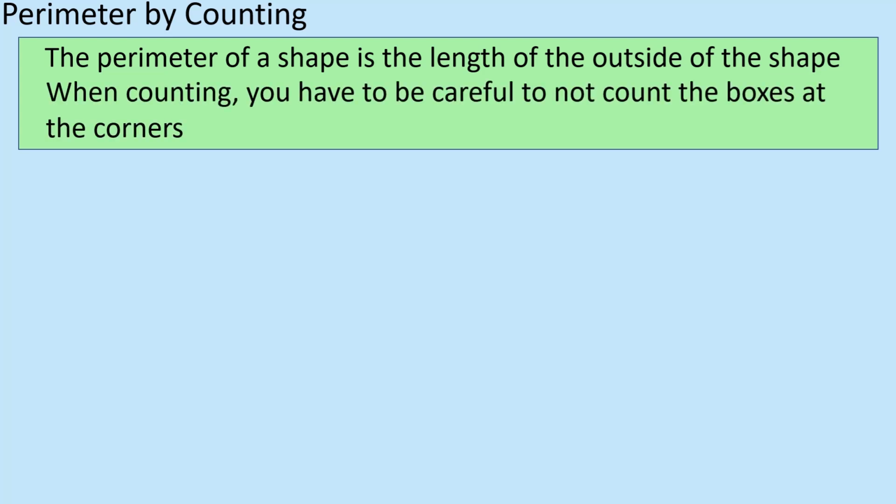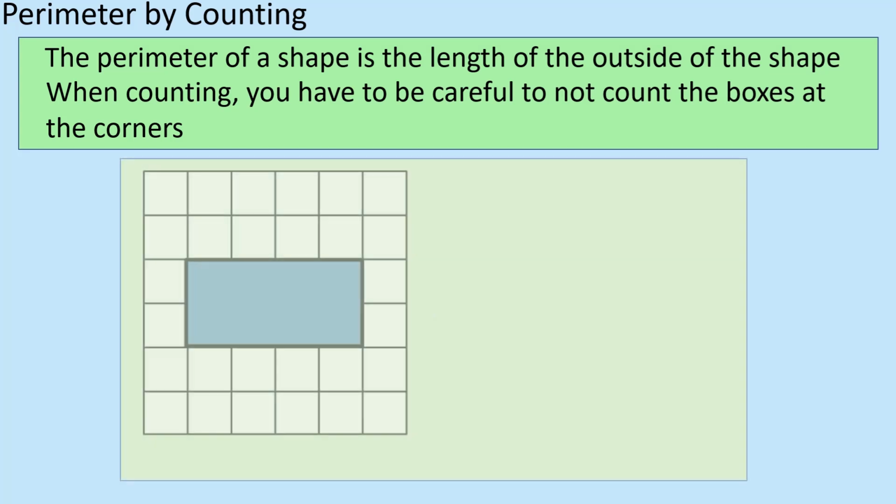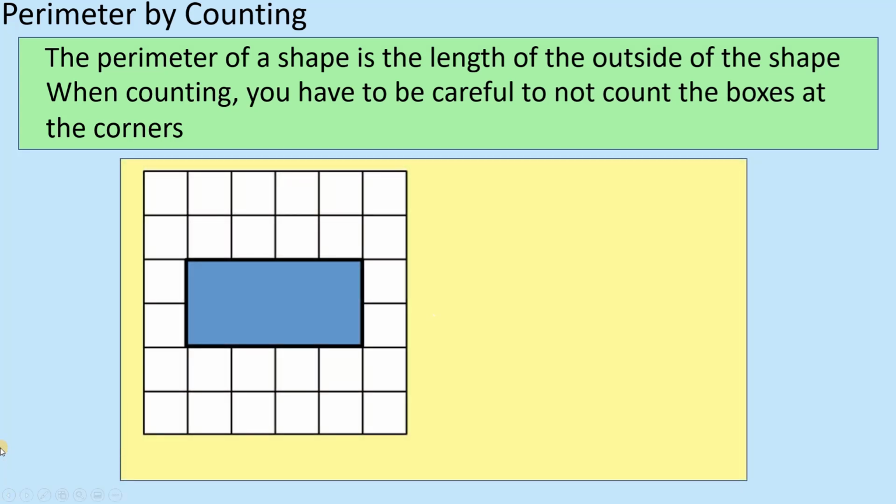So when you're counting, you've got to be careful not to count the boxes at the corners. And again, I think this is the thing that goes wrong. So if I ask for the perimeter here, in terms of counting, what people tend to do is go 1, 2, 3, 4, 5, 6, 7, 8, 9, 10, 11, 12, 13, 14, 15, 16. They're counting the boxes around the outside, where actually you need to be counting from the corners.